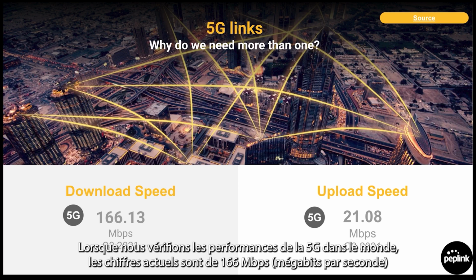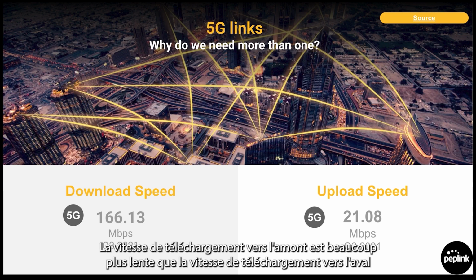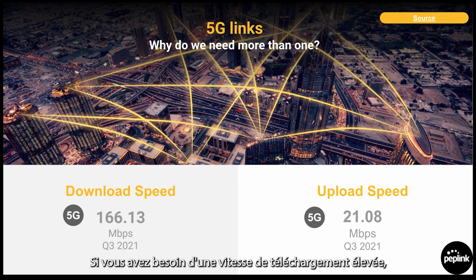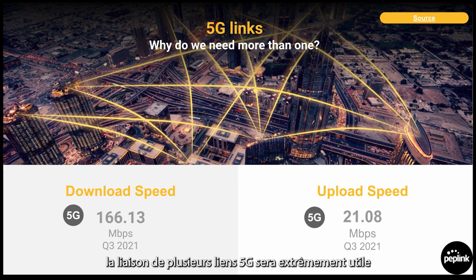When we check the 5G performance worldwide, the figures today are 166 megabits per second for download speed and 21 megabits per second for upload speed. The upload speed is much slower than the download speed. If you require a high upload speed, such as those needed for broadcasting or large data transfers to branch headquarters, then bonding the multiple 5G links will be extremely helpful. Only Peplink's multi-5G cellular routers can do this.